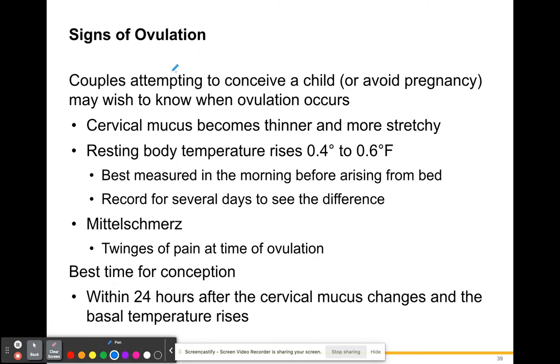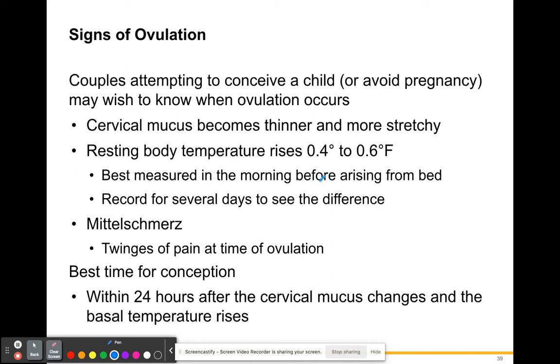Couples attempting to conceive a child, or couples trying to avoid having a child, may wish to know when ovulation occurs. Now, it's not a clear science to be able to guess that, but there are some things that we can look at to see if a female is ovulating or not. The cervical mucus becomes much thinner during ovulation. The resting body temperature will actually rise, about 0.4 to 0.6 degrees.